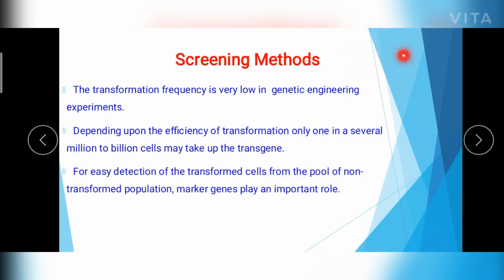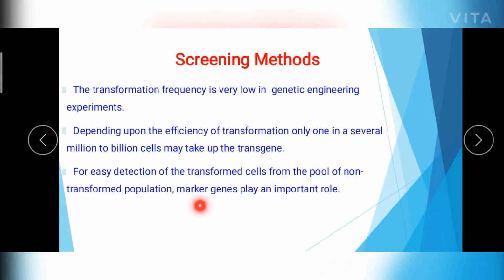Screening methods are used for the selection of the transformed cells. You know that the transformation frequency is very low in genetic engineering experiments. Only a very few cells get transformed. They are competent to take the transgene, and the remaining cells are non-transformed. So you have to select the transformed cells from the pool of non-transformed population.